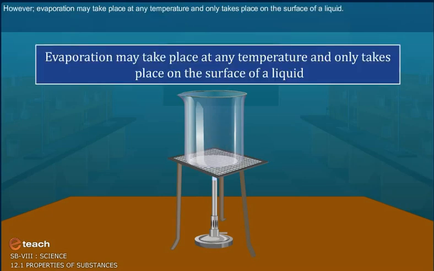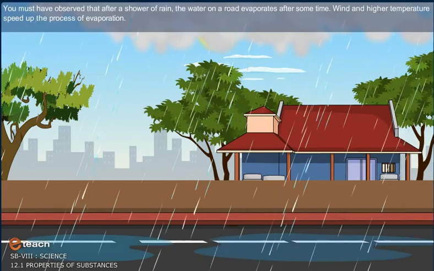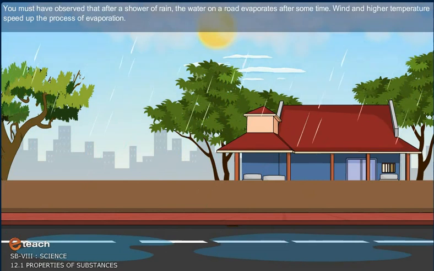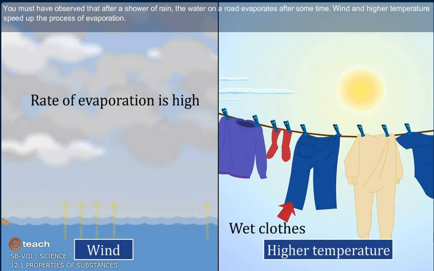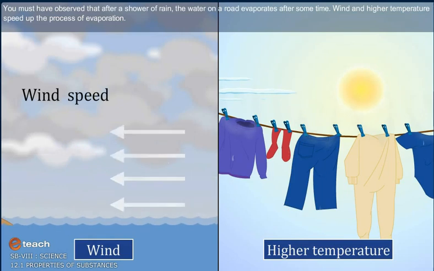However, evaporation may take place at any temperature and only takes place on the surface of a liquid. You must have observed that after a shower of rain, the water on a road evaporates after some time. Wind and higher temperature speed up the process of evaporation.